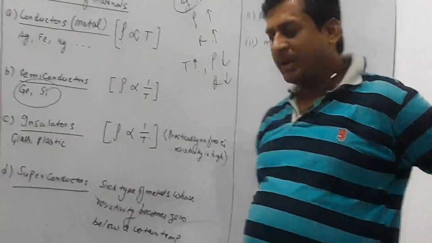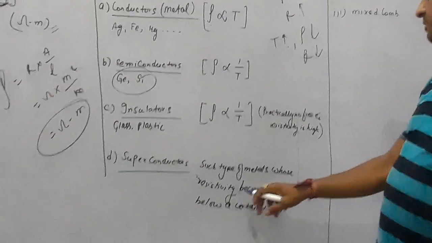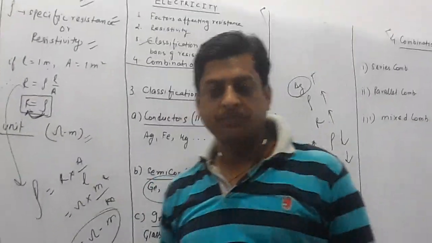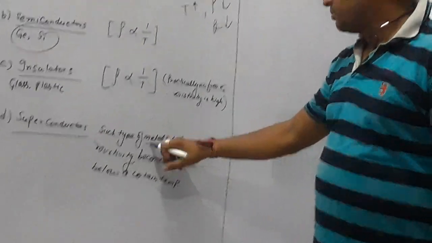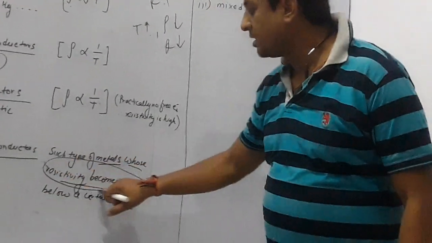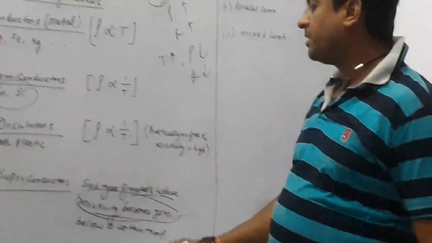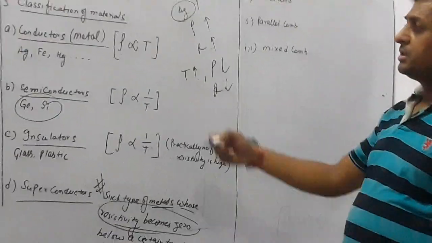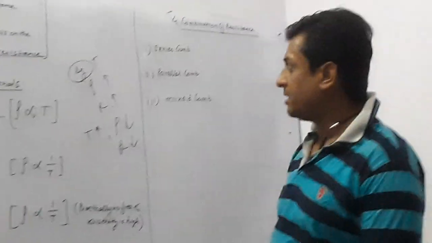Now the fourth one is the superconductor. Superconductors are metals whose resistivity becomes zero below a certain temperature. That temperature is called the critical temperature. Means if we decrease the temperature, we will reach a certain temperature at which the resistivity becomes zero. At that moment, that particular material is called a superconductor. So these are the factors of resistivity and the classification of materials.